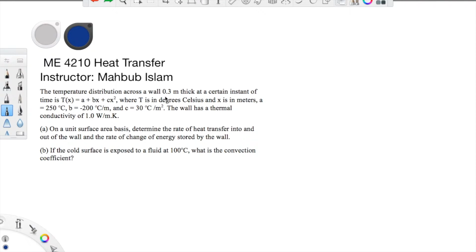So to begin, we know our thickness is 0.3 meters, and we have our T(x) listed out, and each of the values for A, B, and C. Our thermal conductivity is also provided. So using all this, we can create our schematic to help us solve this problem.